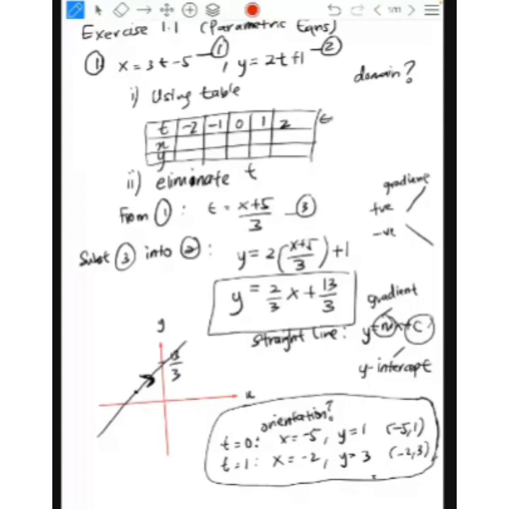Oh, okay. Thank you. Right, let's look into question number 2. Question number 2 also does not give you a domain of t. Tak ada domain kan? However, there's a constraint that you have to follow. x equals square root of t. y equals 1 minus t.